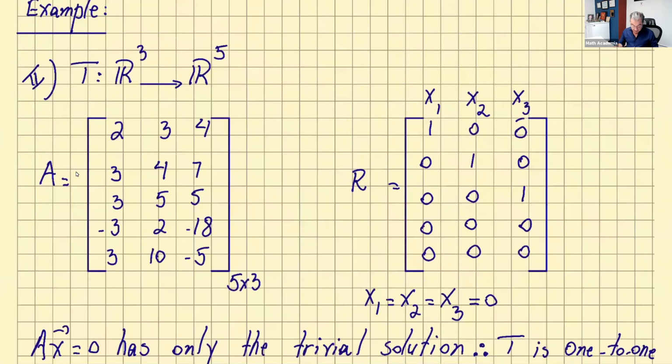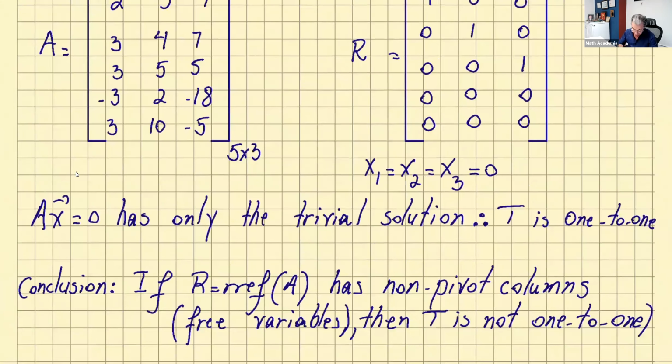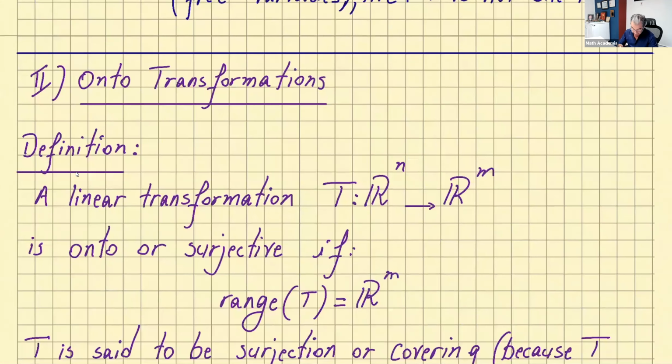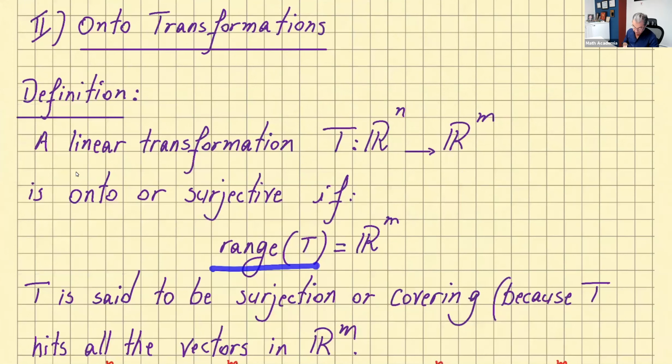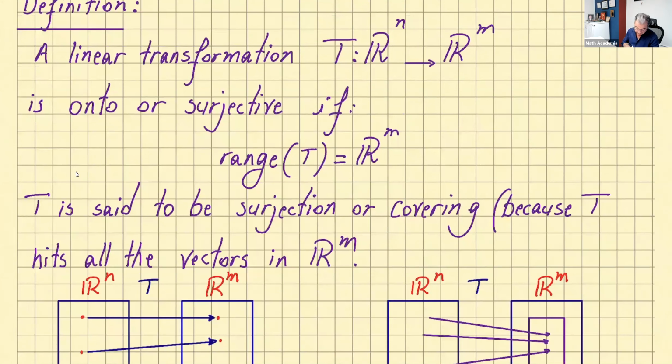Now let's talk about onto transformations. Onto, we also call them surjective transformations. So the definition, again: if you have a linear transformation, it's onto or surjective if the range of T is Rm. If that happens, then the transformation is said to be a surjection or covering. Just remember, covering is very helpful to remember, because T hits all the vectors in Rm.